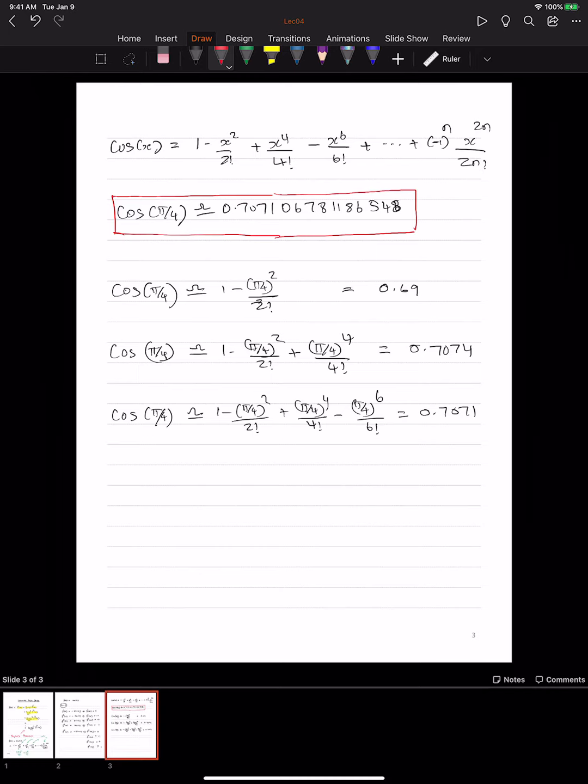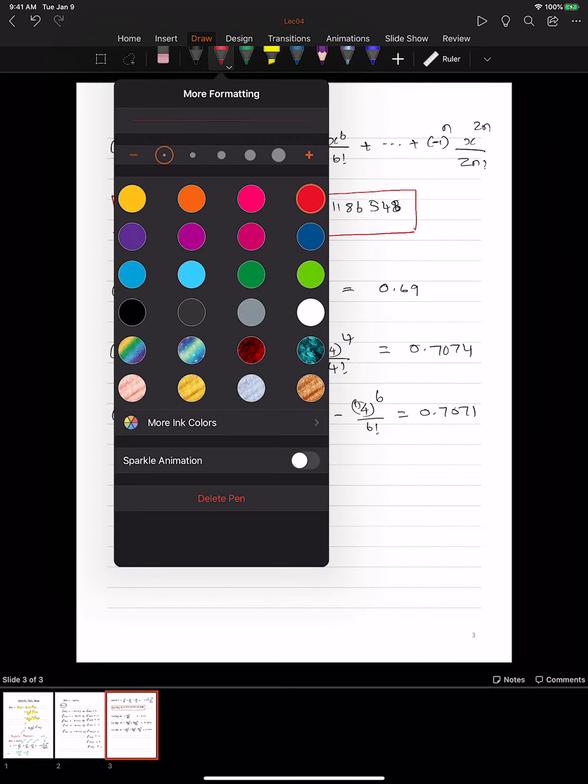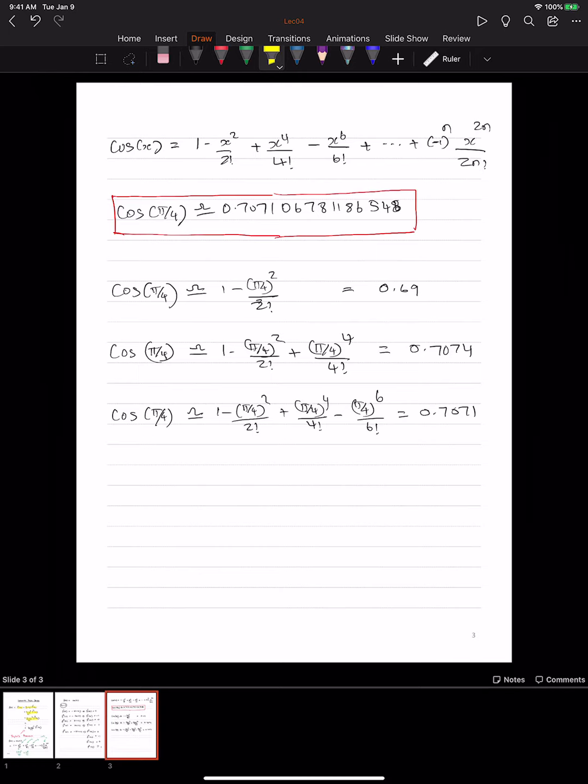Okay, now we saw that we derived an approximation for cos x using Taylor series expansion. Now let's test it. I'm going to use cos pi by 4 to test it. In this red box, I'm showing not the exact value, but a very good approximation for cos pi by 4. What we are seeing is accurate. So cos pi by 4 is 0.707106781186548.